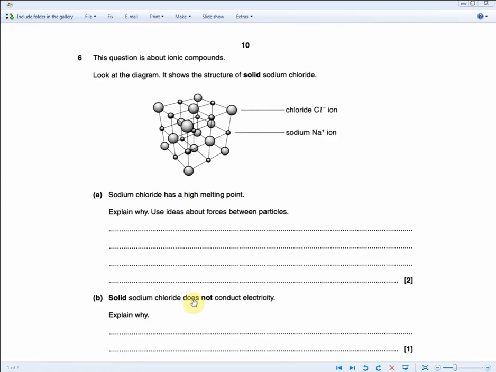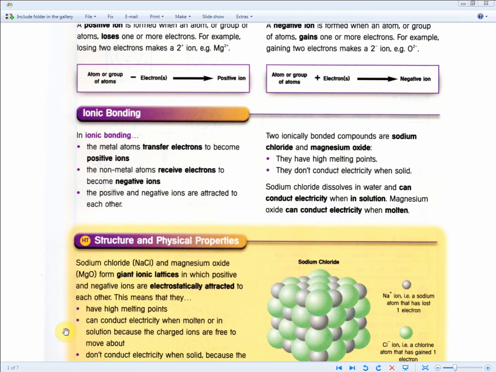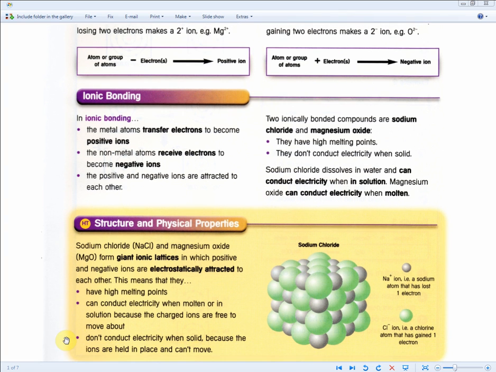So the question then continues for 1 mark. It tells you that solid sodium chloride does not conduct electricity. Explain why. Well, they're basically asking you to recall this last bullet point here, where it says sodium chloride does not conduct electricity when solid because the ions are held in place and can't move.